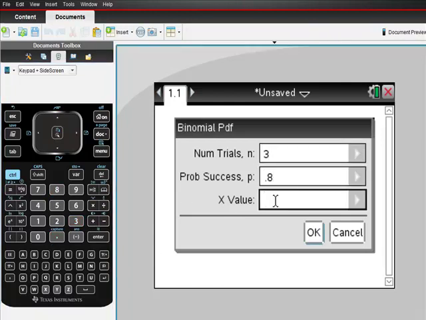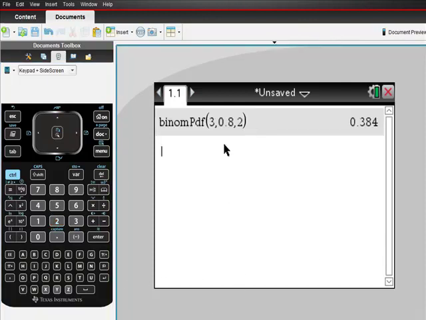And in this case, since we're going to answer the first question, we want to know the probability that exactly two of them are still alive at age 65. So we're just going to put in 2, right? Okay? And this is it. 3 trials, 80% chance of success, and we want to know what's the chance that exactly two of them are alive.